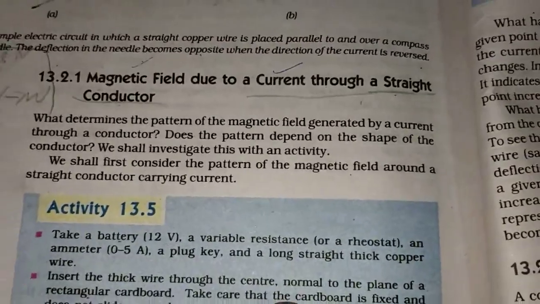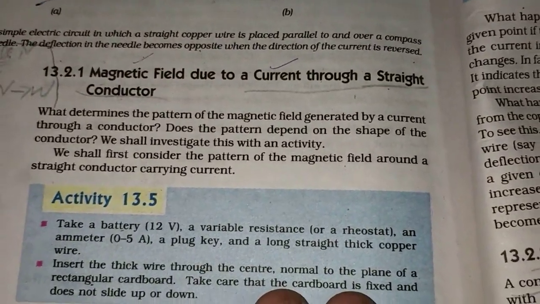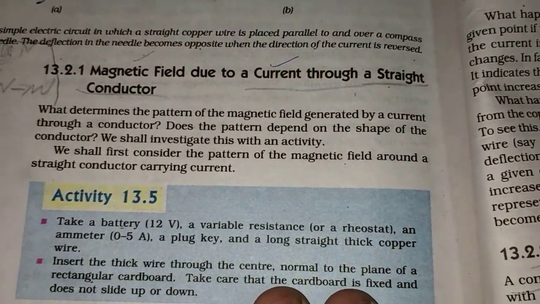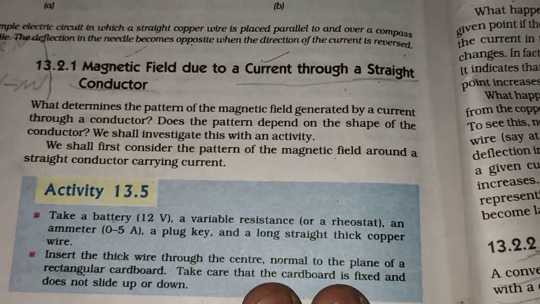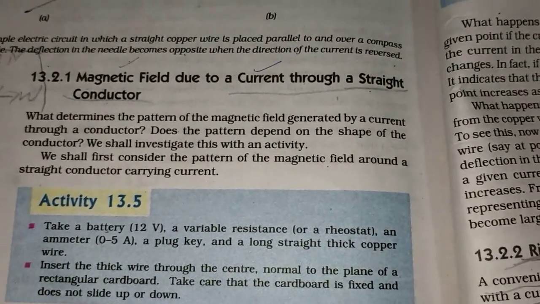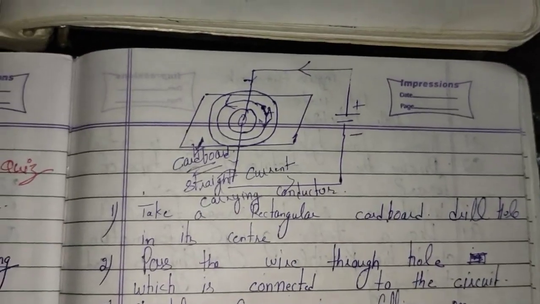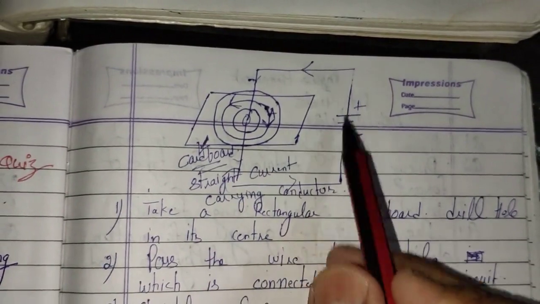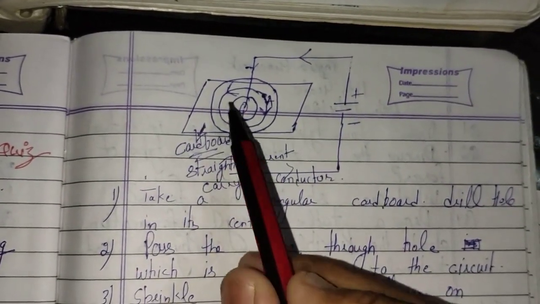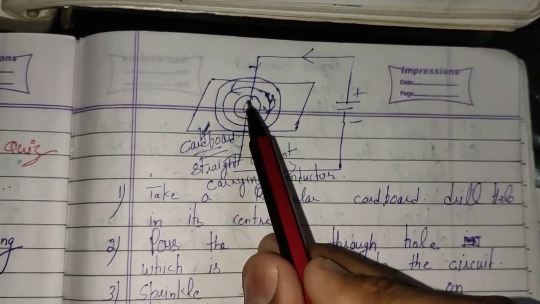So the next topic is what is the magnetic field when the current is flowing through a straight conductor. So how will you find that? You have a straight conductor, that means you have a closed circuit. The wire is passing through a hole drilled in a cardboard.